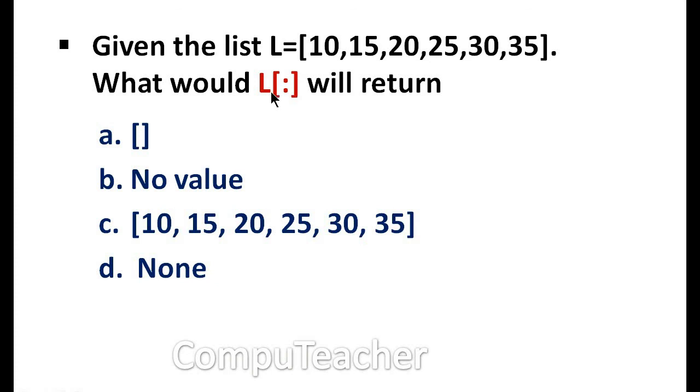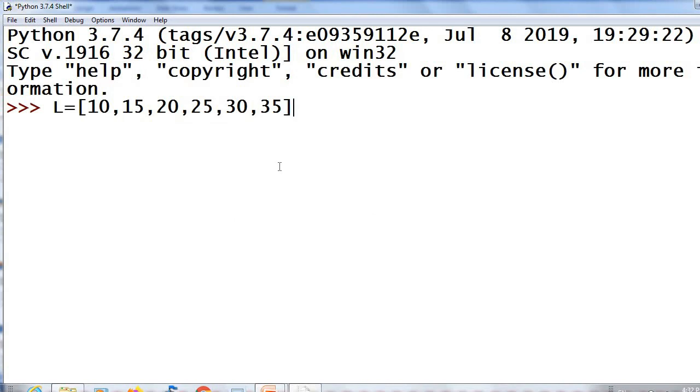Next one. Same list. Slicing is L colon. Start value is not specified. Stop value also not specified. And the step value is the default step value 1. What will be the answer? Option C. Why? If not specified, the first element will be the first one and the last element will be the last one. We will see some examples.